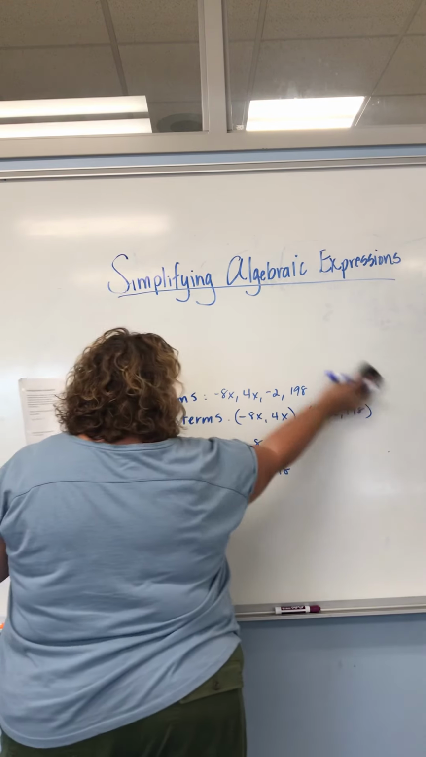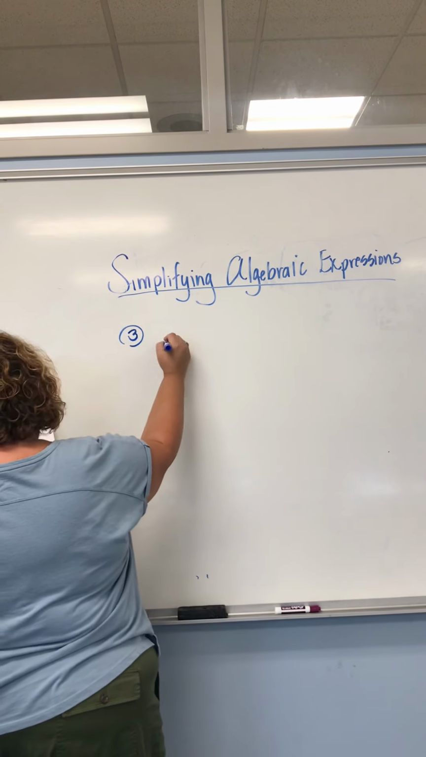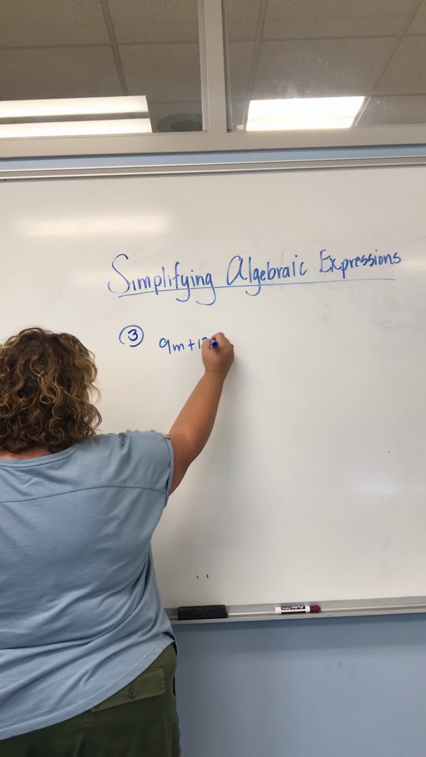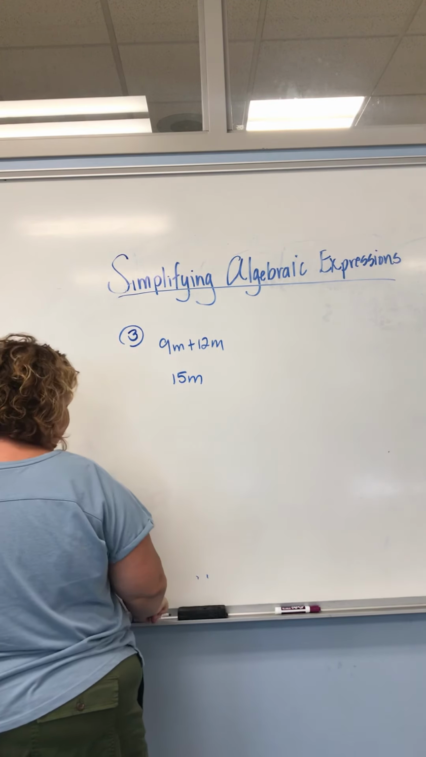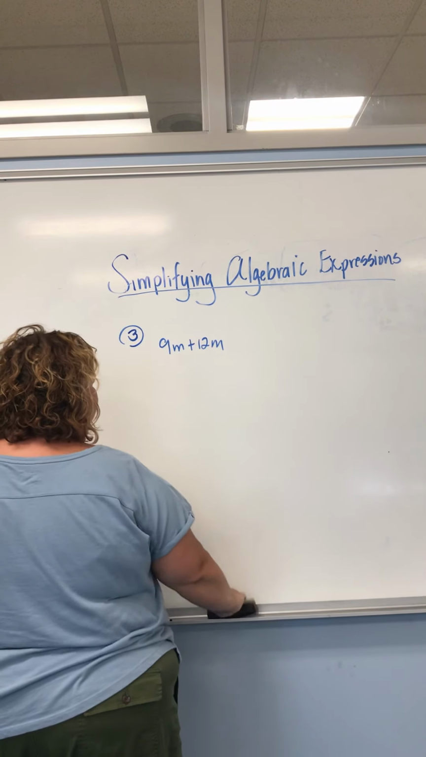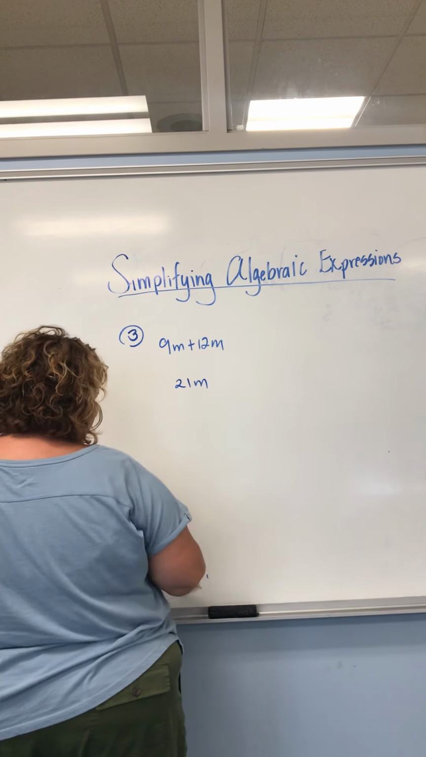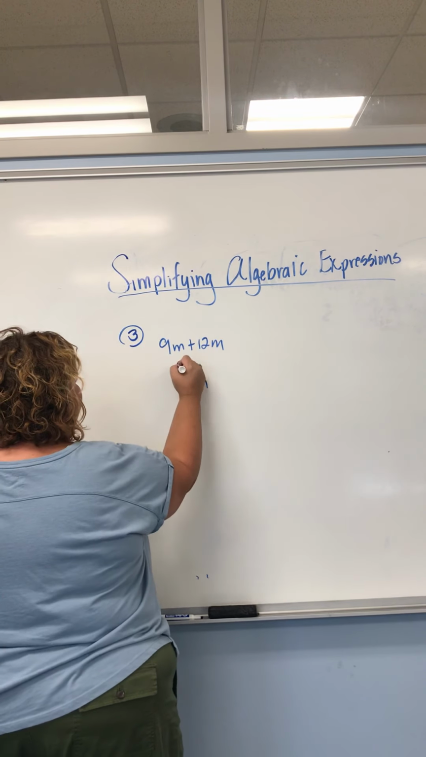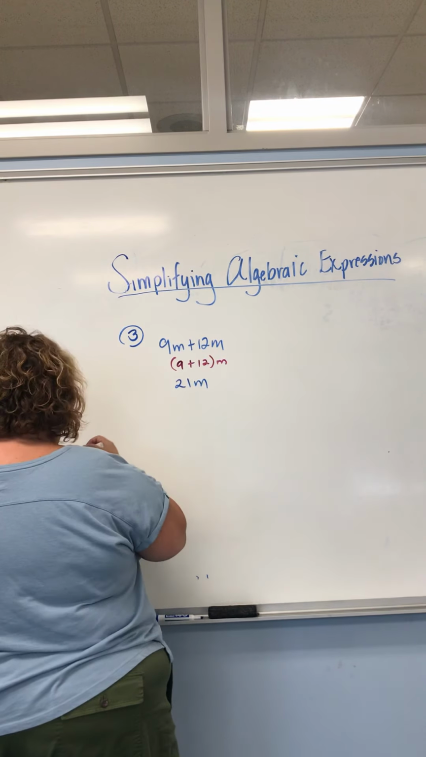Now let's move on to simplifying expressions. Number 3, 9m plus 12m. Altogether, I have 15m. I got that by saying, okay, that's not right. Hopefully you knew that. 9m plus 12m is 21m. I got that by saying 9 plus 12 and then attaching the m to that.